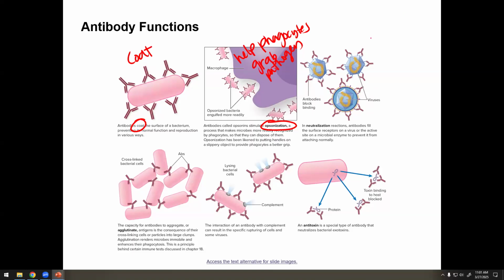We have neutralization, where our antibody literally binds the spike or whatever else that pathogen uses to get inside of cells. So this is a specific interaction. We're not just covering something and blocking it from binding. We're literally binding to the key so it can't get into the lock.